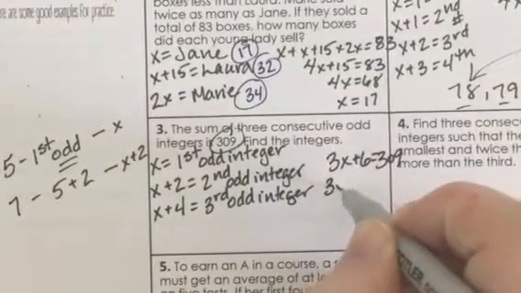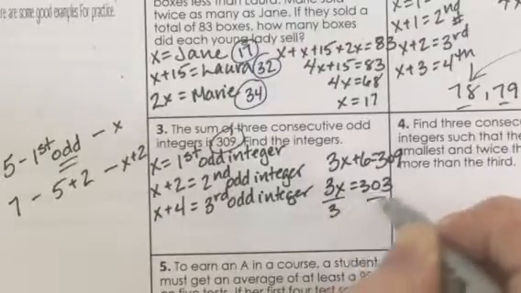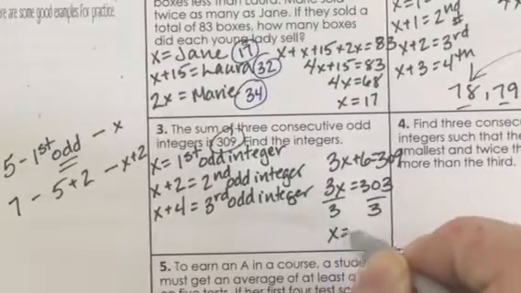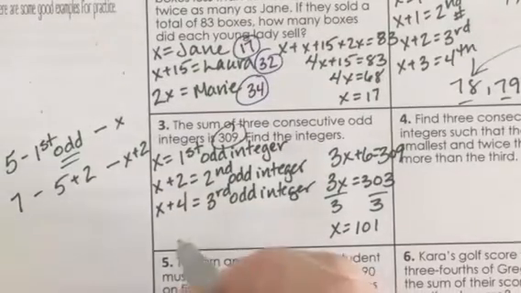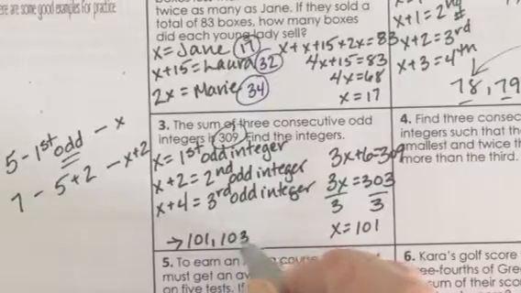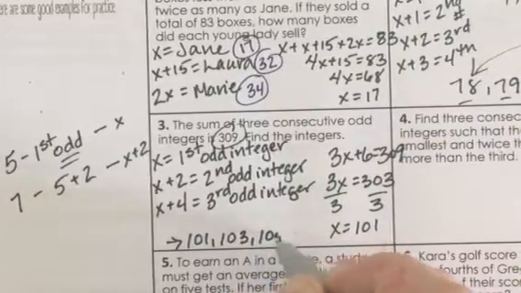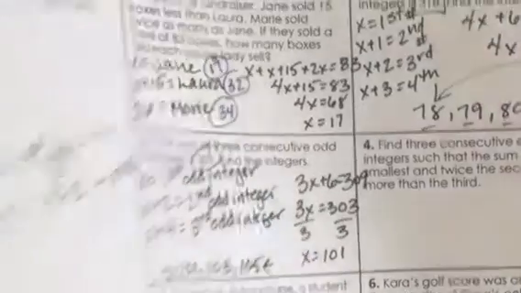Subtract 6 from both sides, so I have 3x is equal to 303. Divide both sides by 3, and I get that my first odd integer is 101. So my three odd integers are 101, 103, 105. If I add up those odd integers and get 309, then I know I've done it correctly.